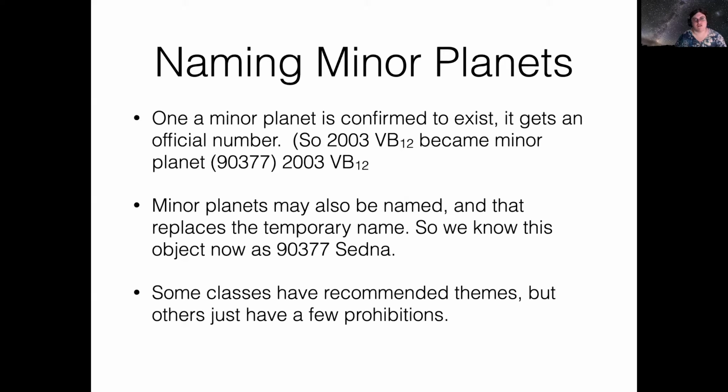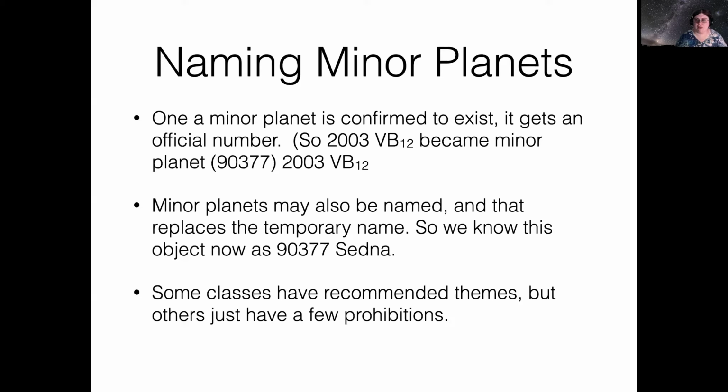Now, once you confirm this thing exists, the temporary name is when you say, hey, I found this thing, let's try to get a good orbit for it and confirm it's actually an asteroid or something. Then it gets an official number in the minor planet catalog. So basically we identify it as a minor planet, and it gets a number based on what order it was reported.